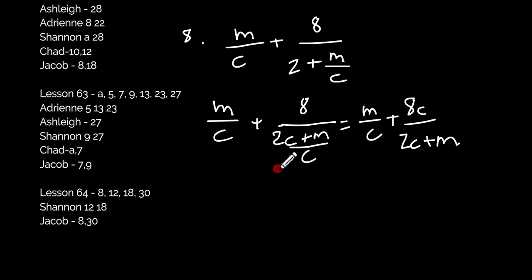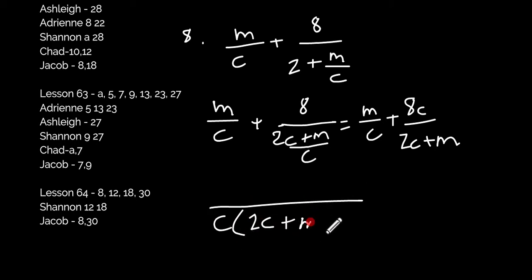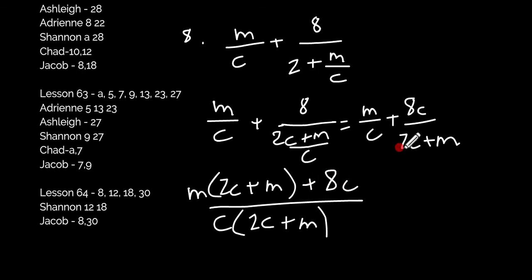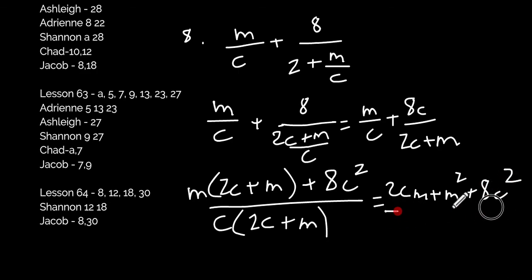Okay, and then we're going to find a common denominator here, which is c times 2c plus m. The m needs a 2c plus m. We're finding a common denominator. The 8 needs a c because there's not a c down here, so it's c squared. Just distribute it through: 2cm plus m squared, I might run out of room, plus 8c squared, and it's all over 2c plus m. They don't usually multiply this one out.